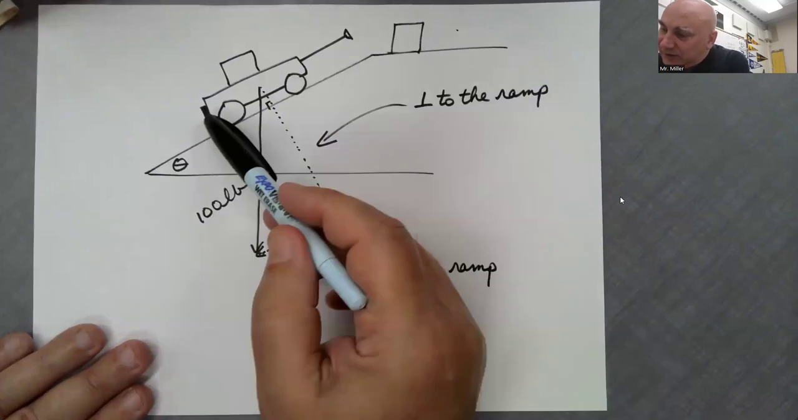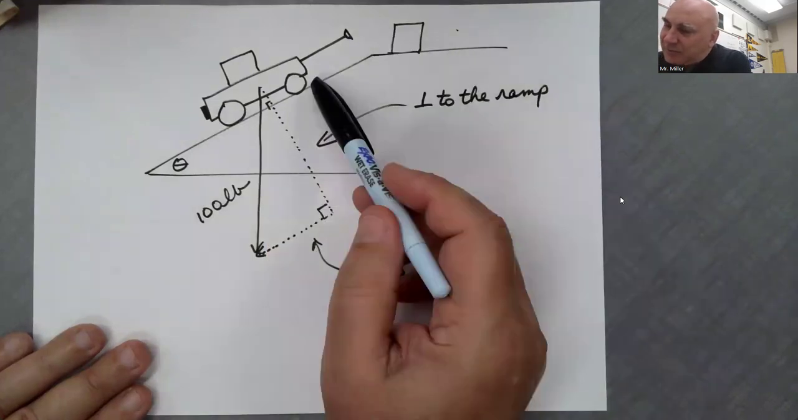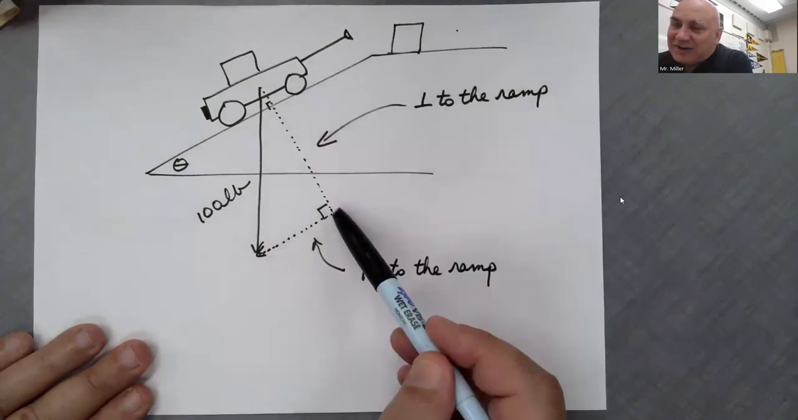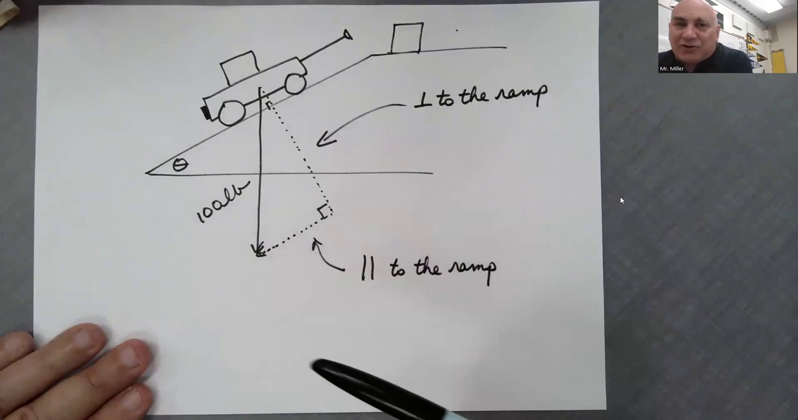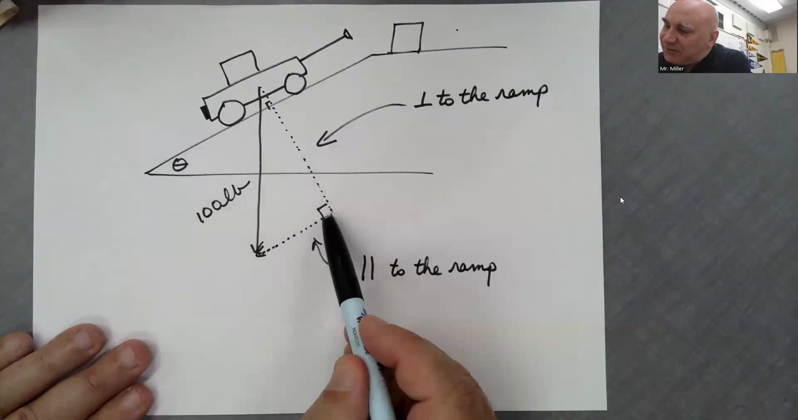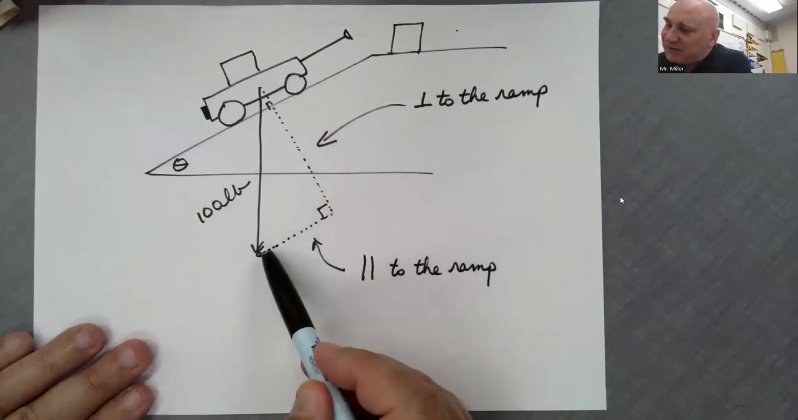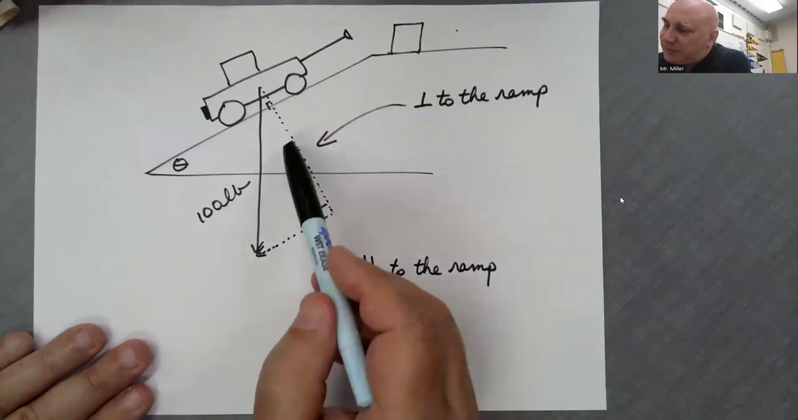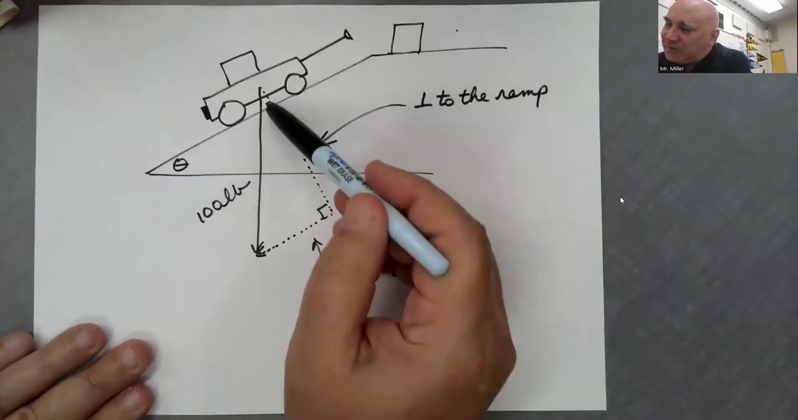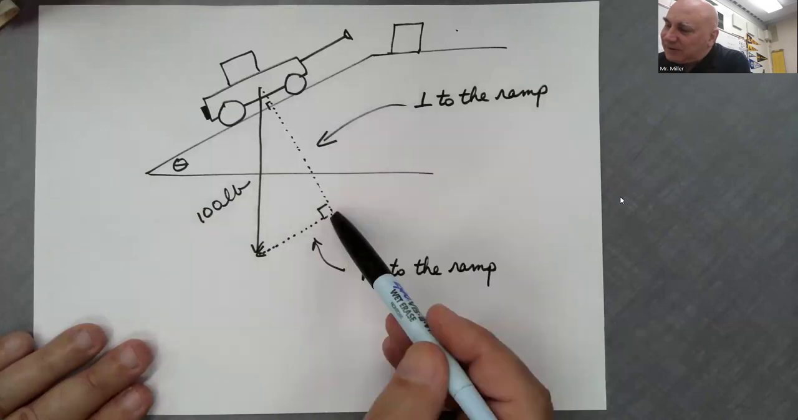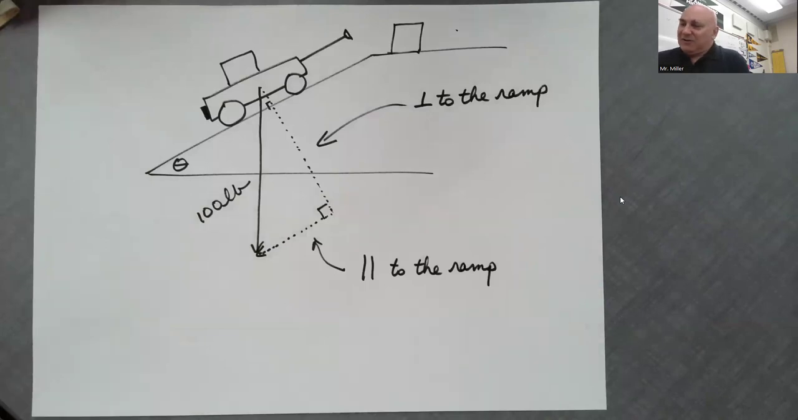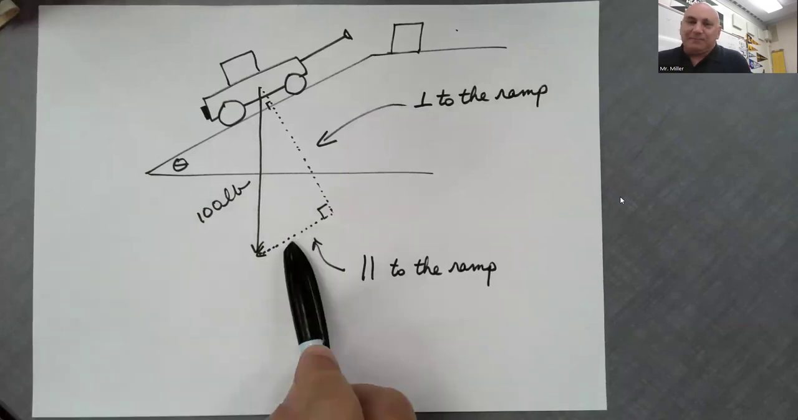Because if I'm pulling the wagon up the ramp, I don't really care what this is, because that's not acting on the wagon in a way that's going to push it up or down the ramp. All I have to worry about is this vector, and I have to counteract this vector. So you can see that I could break this vector up into this one, perpendicular to the ramp, and this one, parallel to the ramp, and they are at right angles to each other. Okay, how can I find this?